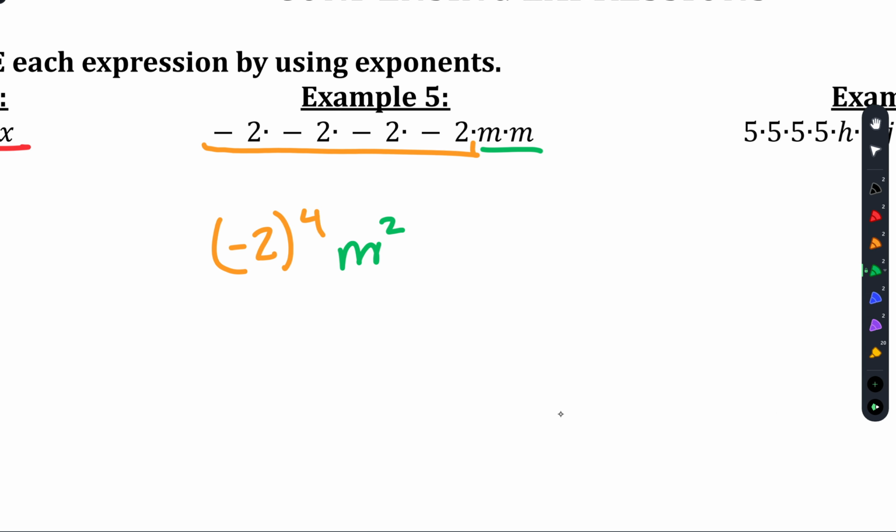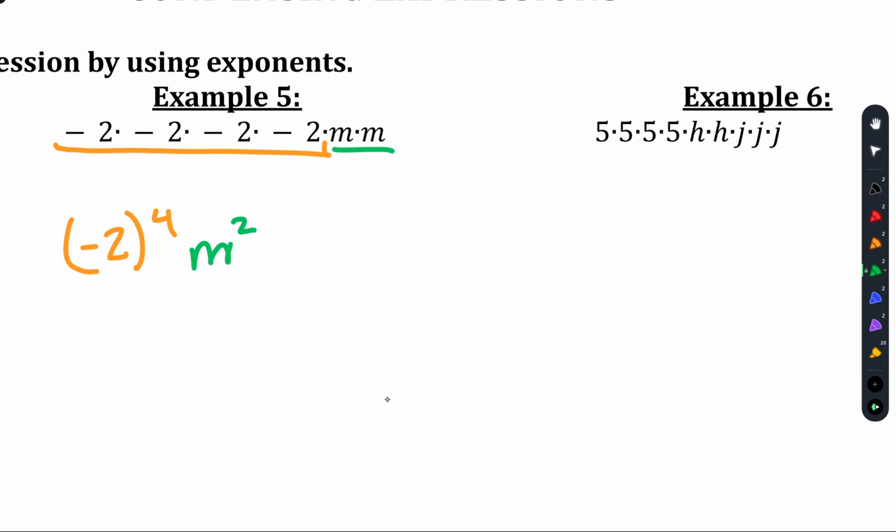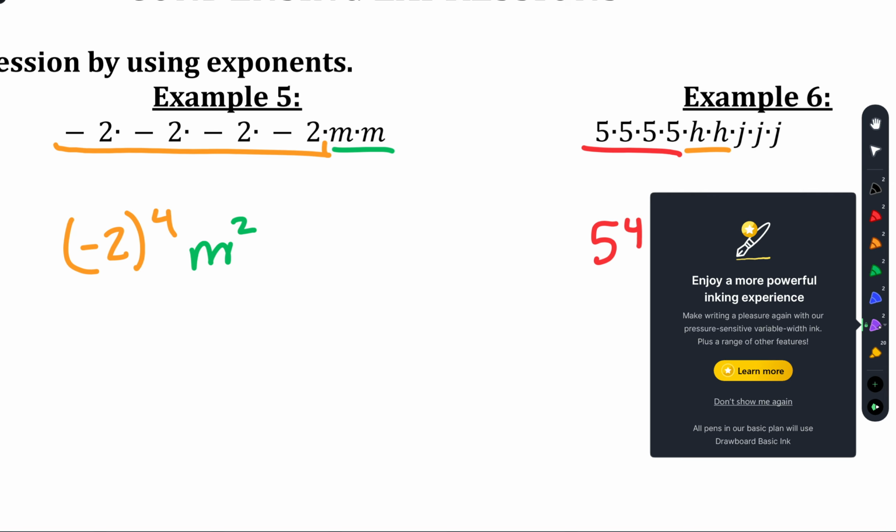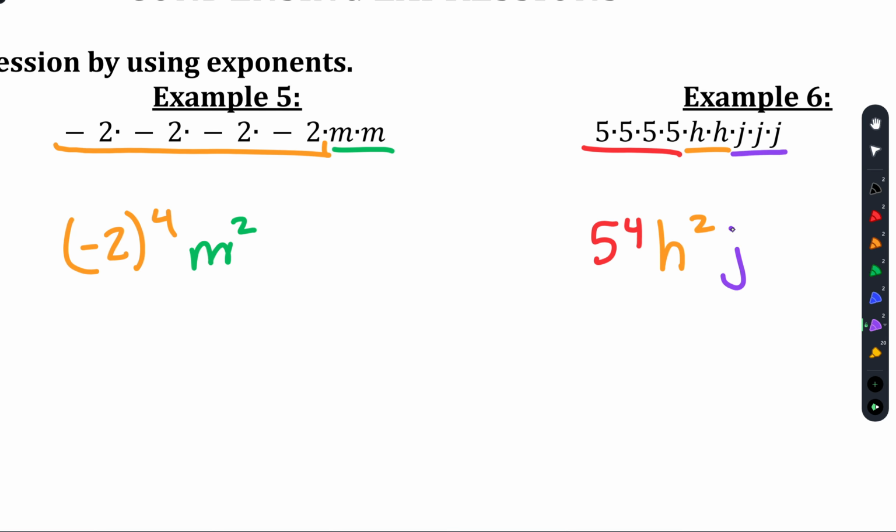In example 6, how many bases do you see here? Like how many unique bases do we see? I see 3 of them. There's 5's, there's h's, and there's j's. So you want to make sure that when we condense this, I still have 3 different bases. I have 4 5's, I have 2 h's, and I have 3 j's.